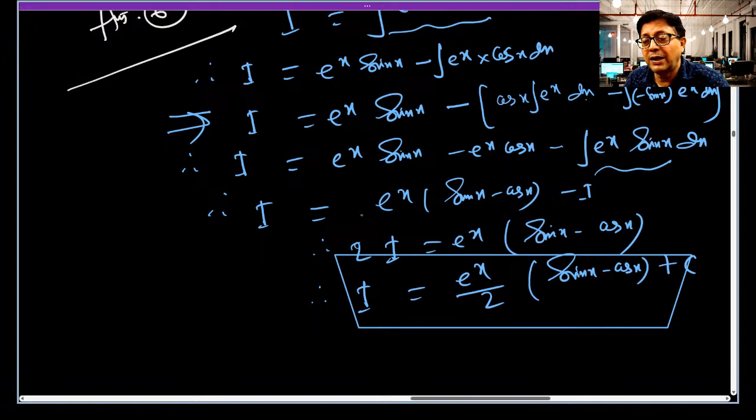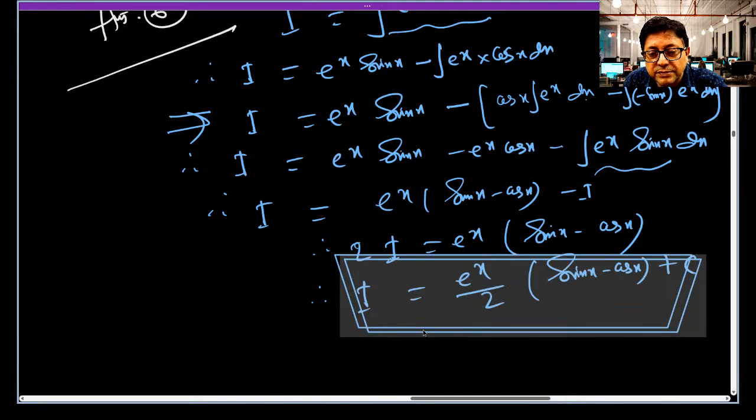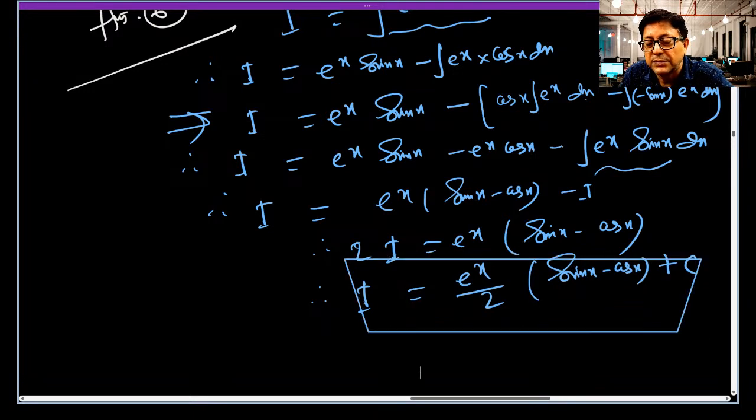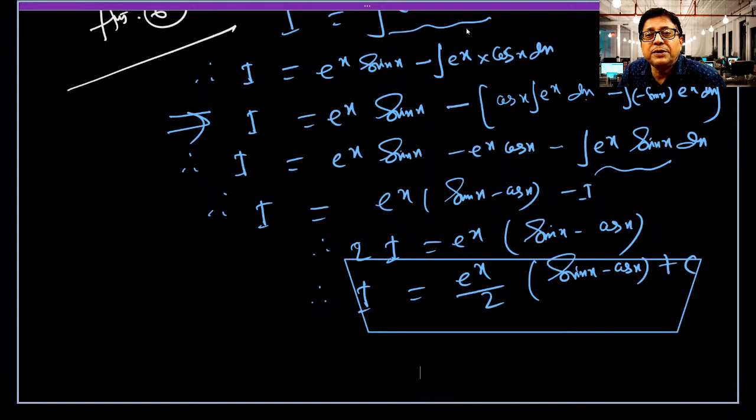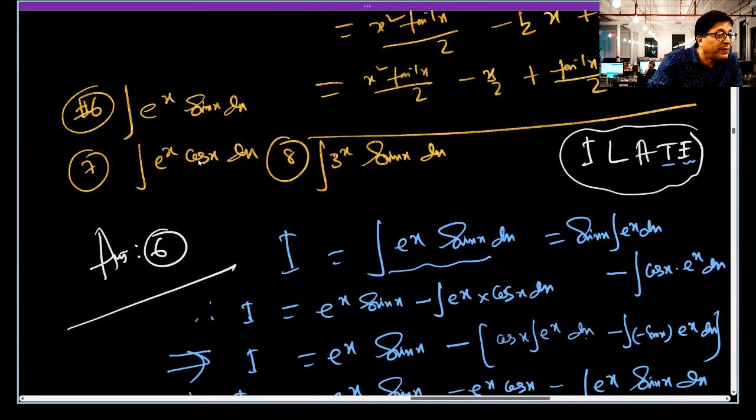Clear? Done? This is the thing. I equals e to the power x by 2 into sin x minus cos x plus c. For this particular sum, if you change and take sin x second and e to the power x first, in both cases there will be no problem. Same answer will be there. Okay? So you practice e to the power x cos x before I move to this one. Finish it first. E to the power x cos x.